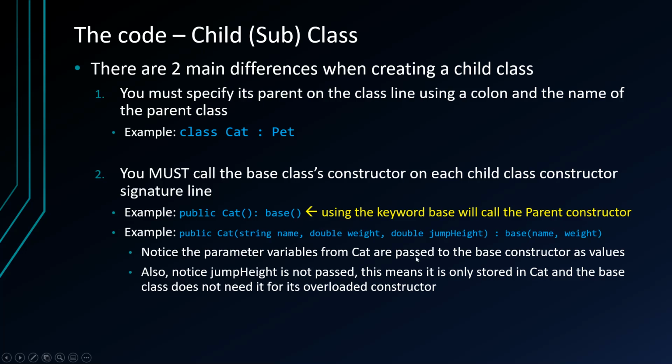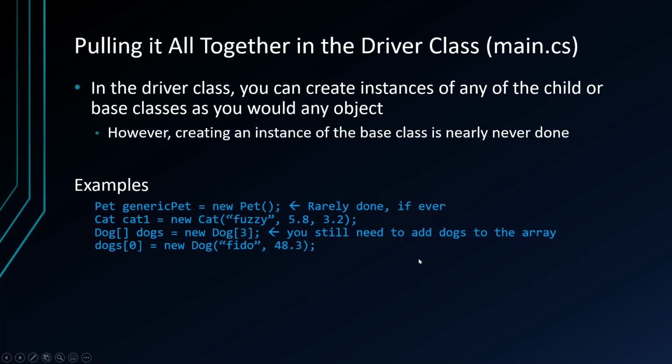So we've done all this. That's great. Now let's put it all together. Where do we put it together? We put it together in the driver class. Now, I'm going to go over the next two slides, and then I'm going to show you a full example that's doing everything at once. So in the driver class, you can create instances of any of the children, or the base class, as you would in any project. You don't have to do anything special. You just create instances of them.